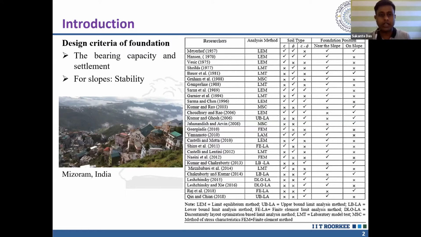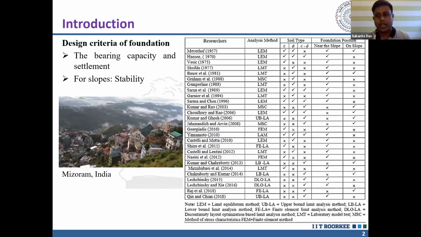When foundations are constructed on sloping ground, the stability of that slope comes into the picture, which is another additional factor for the design of foundations on sloping ground. Different buildings are constructed on sloping ground. One picture presented in the slide is from Mizoram in India, where in several hilly regions different types of buildings are constructed, due to the increase of population, lack of land and other aspects.